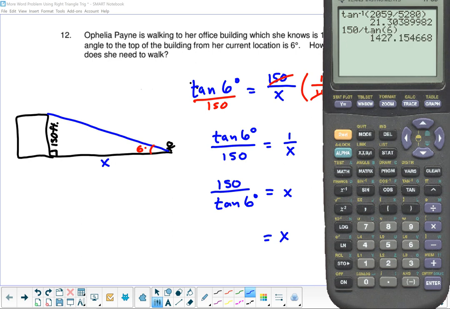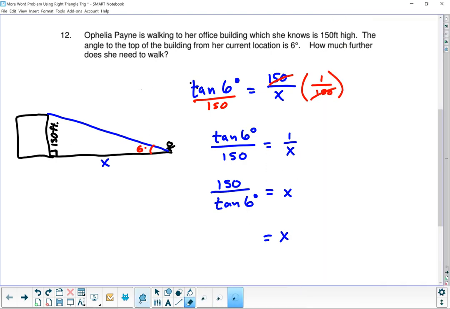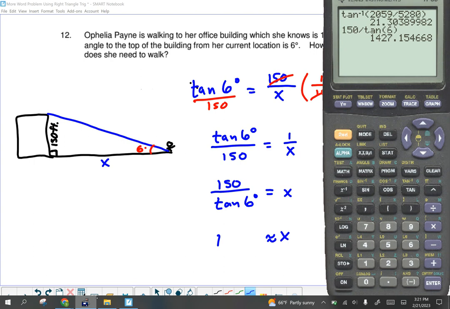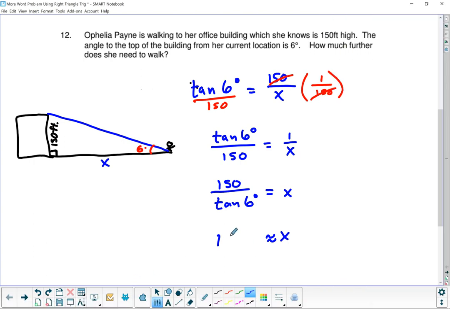She has 1,427 feet. So we'll say x is approximately 1,427. So how much further does she need to walk? Approximately 1,427 feet more to walk. All right, that's number 12.